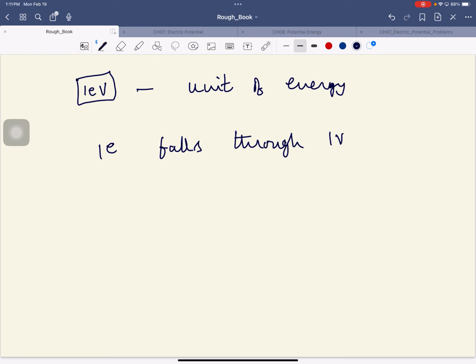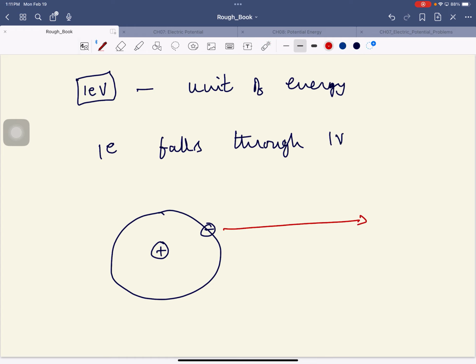Okay, so let me give you an example. What did I just draw? This is a hydrogen atom. Now, if I wanted to take this electron away and send it to infinity, what does that mean? That means ionizing the hydrogen atom.